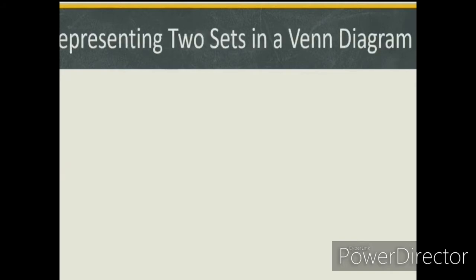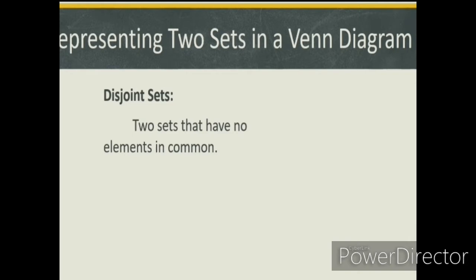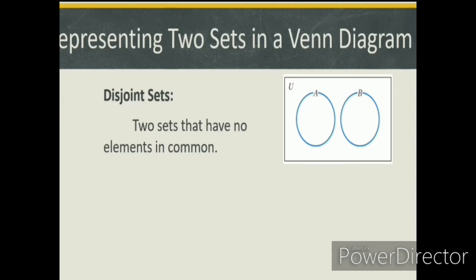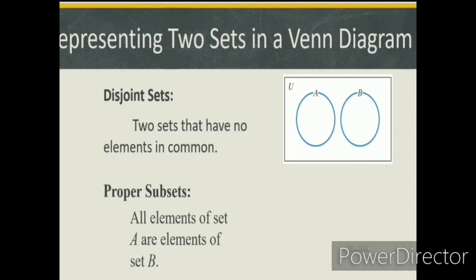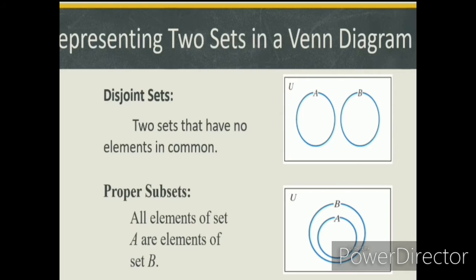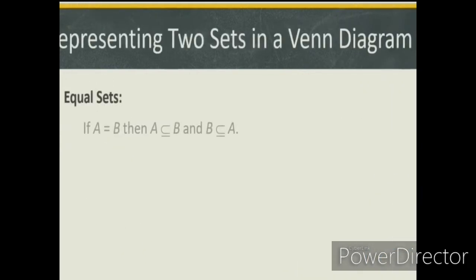Okay, let us have some more information about the Venn diagram. We have disjoint sets. Those are sets that have nothing in common. So, based on the drawing, they are separate from each other. We also have proper subsets. All elements of set A are elements of set B. So that would be the illustration found on the right side of the PowerPoint. Next, we also have equal sets. If A equals B, then A is a proper subset of B and B is a proper subset of A.